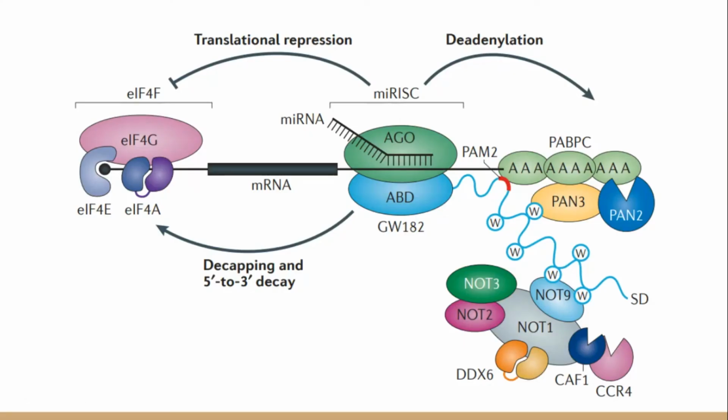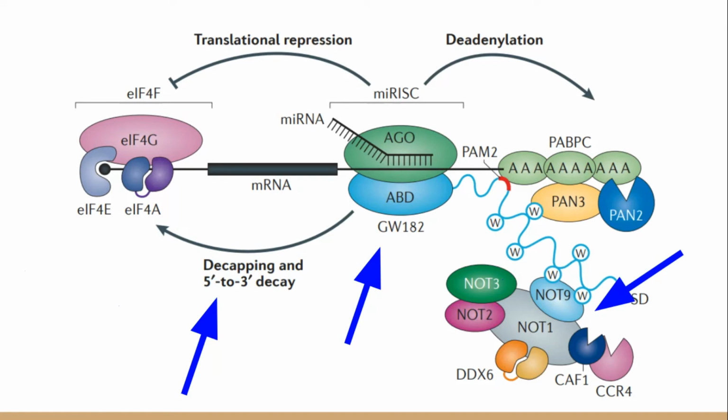So what exactly does the RISC complex do once it finds complementary RNA? The RISC complex is composed of the catalytic endonuclease AGO2 and also this regulatory protein called GW182. GW182 is a kind of scaffolding protein that bridges the RISC complex to other mRNA degrading complexes. When AGO2 finds a complementary strand, in addition to just simply cleaving the strand, it can also activate GW182 to recruit DCP1 and 2, the decapping enzymes.